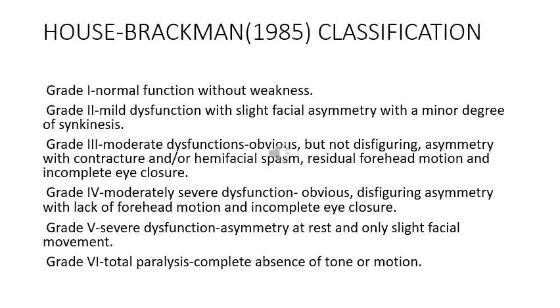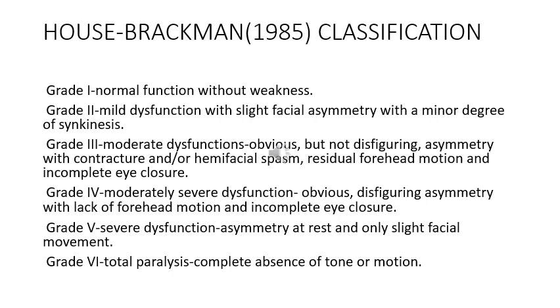In grade 3, there is a moderate dysfunction. It's obvious but not disfiguring. Asymmetry is present with contracture or hemifacial spasm of one side of the face, and residual forehead motion is present mildly, and there is an incomplete eye closure. That is grade 3. Grade 4 is a moderately severe dysfunction. Again, the features are obvious, with disfiguring asymmetry. Then there is a complete lack of forehead motion and an incomplete eye closure.